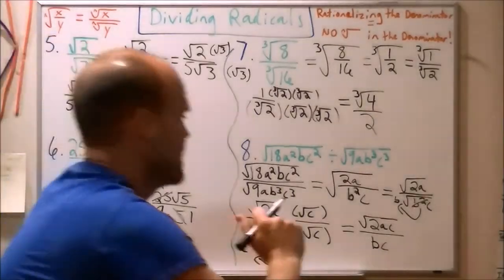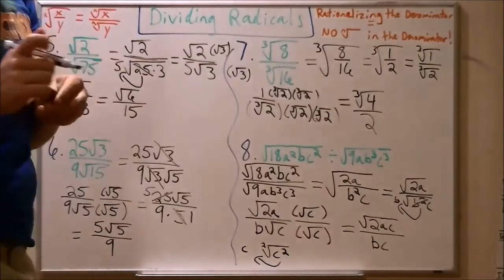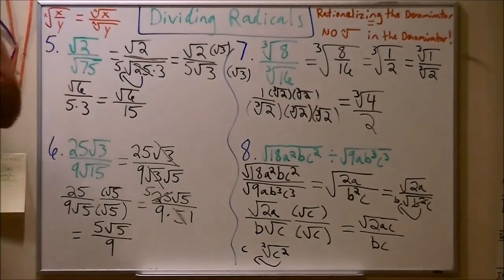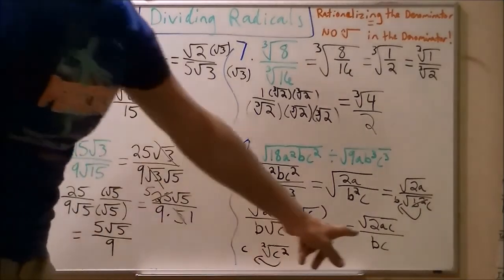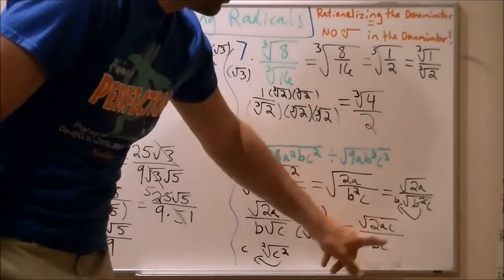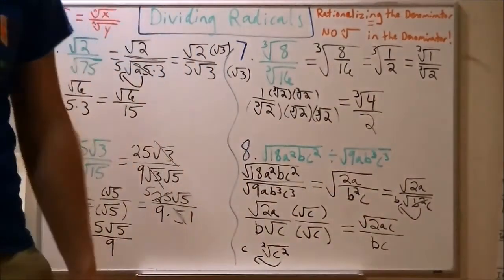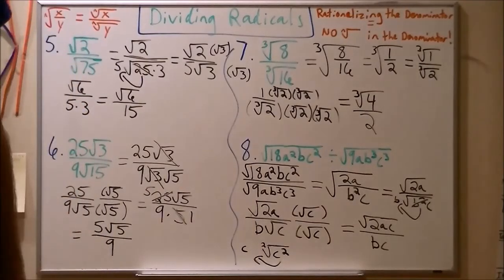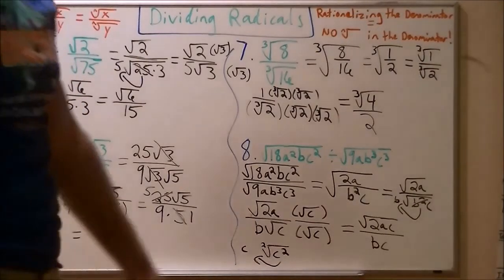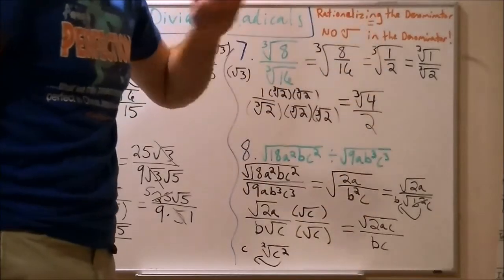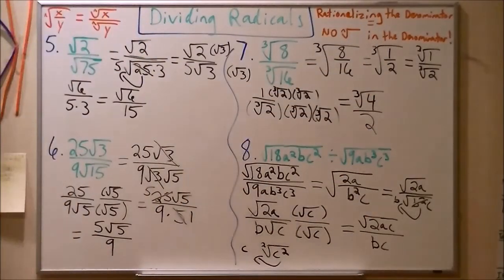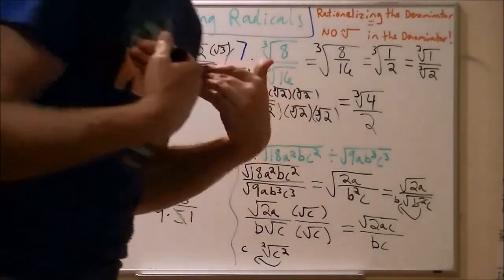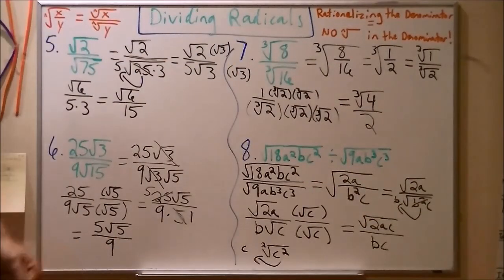And so my final answer is the square root of 2ac over, with no square root symbol, bc. And I can't cross these out because one is under a square root symbol and one is a standalone. But I have a correct answer now because I have no root of any kind in my denominator. That is all, thank you very much.